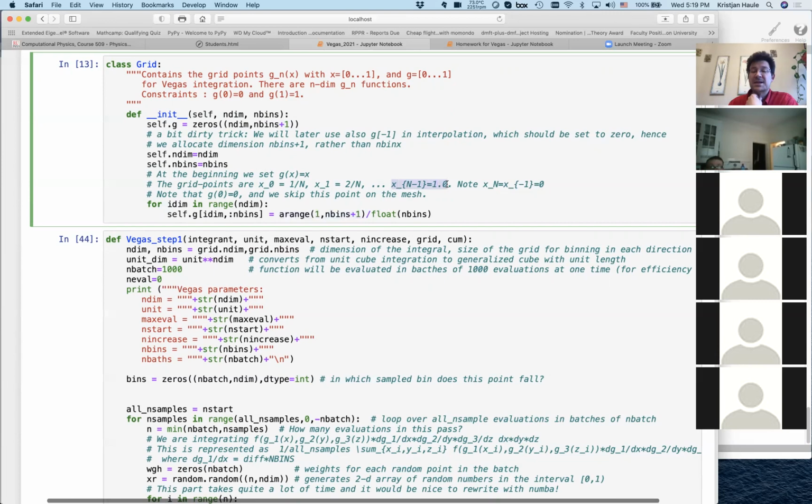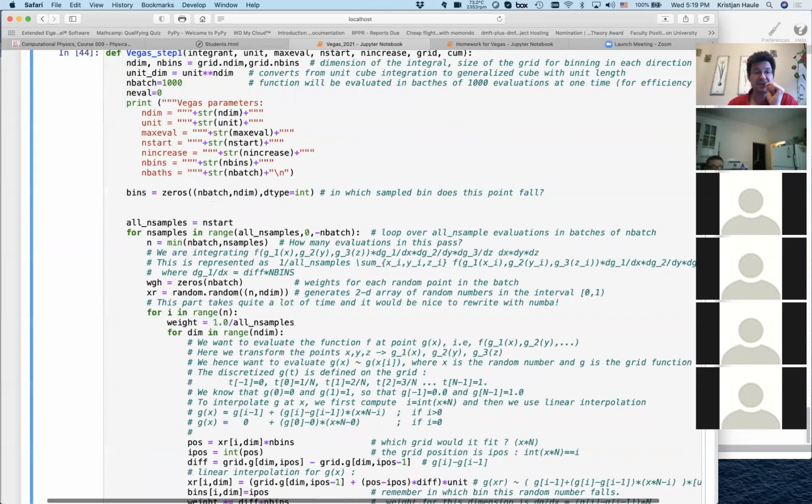So it means it sets x of n minus 1. But notice that it doesn't touch the last point, which is set to 0. So the very last point is always set to 0. Okay, so in other words, this little code just sets up the grid in such a way that g of x is exactly x, and x points are 1 over n, 2 over n, and so on, with the last point being set to 0.